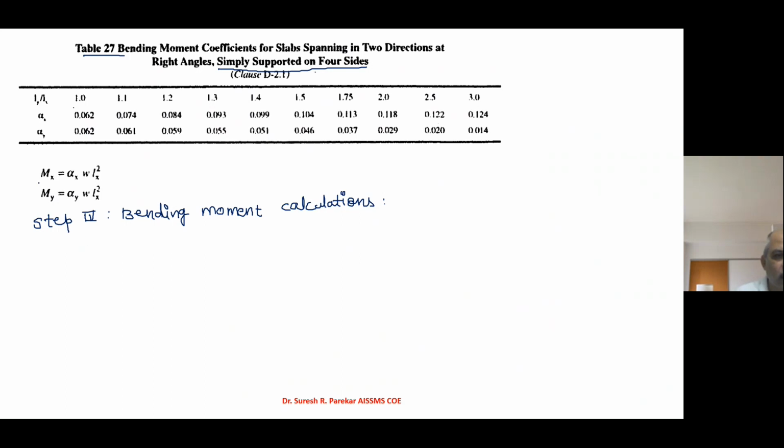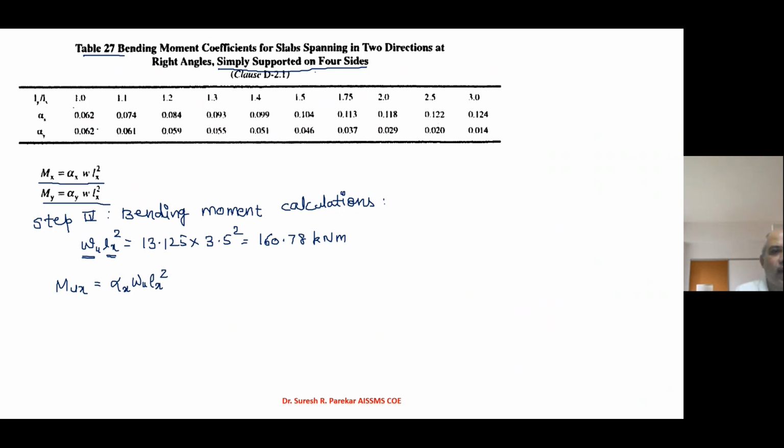Now we have the formula. You can see Mx equals alpha x Wu Lx square and My equals alpha y Wu Lx square. So we will calculate the value of Wu Lx square. Wu we calculated as 13.125 into Lx, 3.5 square, and from this we get 160.78 kilonewton meter, because the value is kilonewton per meter and this is meter square. So this is kilonewton meter. Now we will calculate Mux equal to alpha x into Wu Lx square.